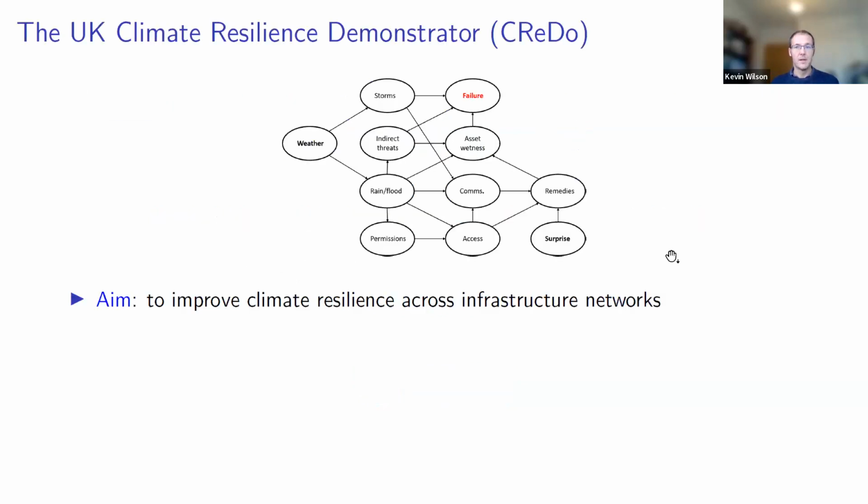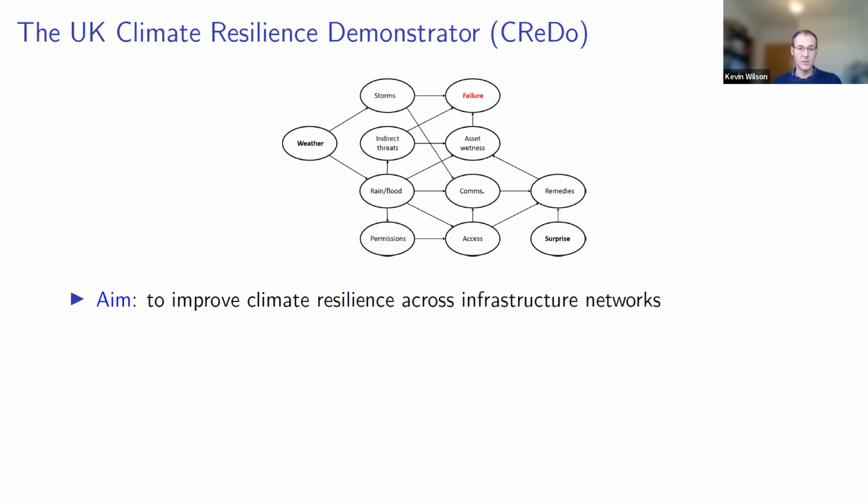Okay. So 2 slides of motivation. A couple of things that I've been working on over the last few years. The first one I talked about in this seminar series a year and a half ago, something like that. And this is the UK climate resilience demonstrator. So this is a digital twin trying to look at the possible effects of extreme weather events caused by climate change on infrastructure networks in the UK.